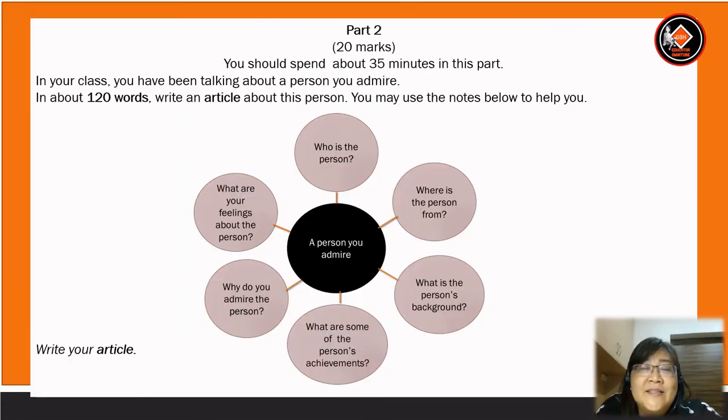Dear pupils, try to do this exercise and then you can discuss the answers with your teachers. So part 1, 20 marks. You should spend about 35 minutes in this part. In your class, you have been talking about a person you admire. In about 120 words, write an article about this person. You may use the notes below to help you.